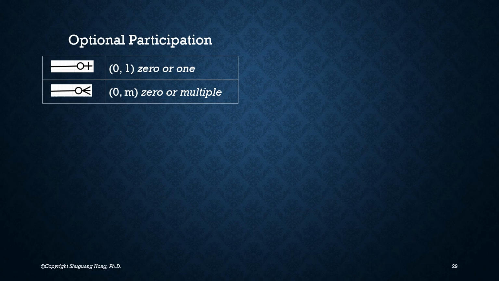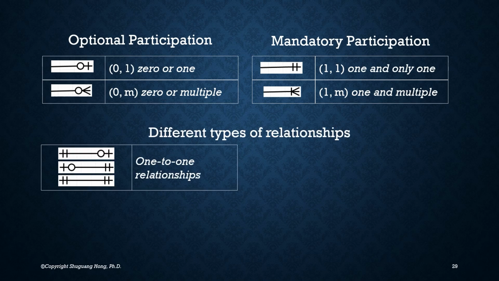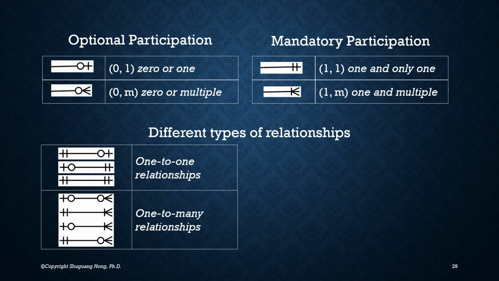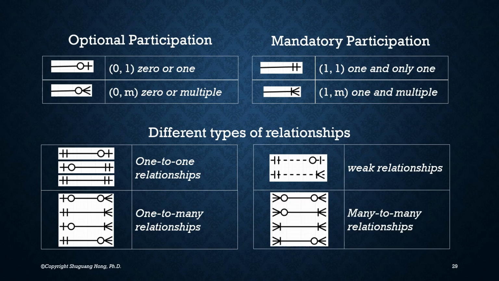Crow's foot ER modeling notations. The notations for optional participation with 0, 1, or many cardinalities. The notations for mandatory participation with 0, 1, or many cardinalities. The one-to-one relationship notations with optional or mandatory participation. The one-to-many relationship notations with optional or mandatory participation. The weak relationships notations with optional or mandatory participation. The many-to-many relationship notations with optional or mandatory participation.